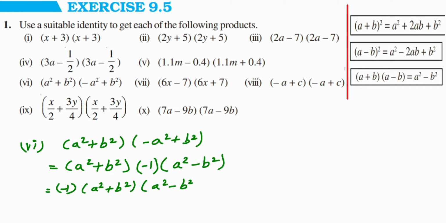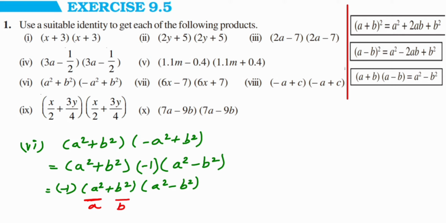Now we can apply the third identity, which is (a + b) into (a − b) is equal to a square minus b square. Now this is like (a square + b square) and (a square − b square). Don't get confused as a square and b square. So here we're going to take a as a square and b as b square. Now we'll use the identity here.